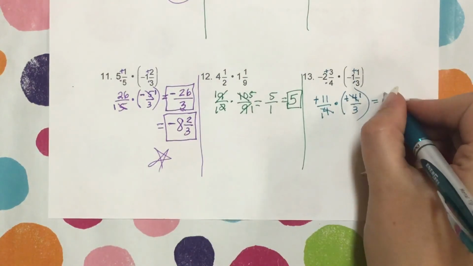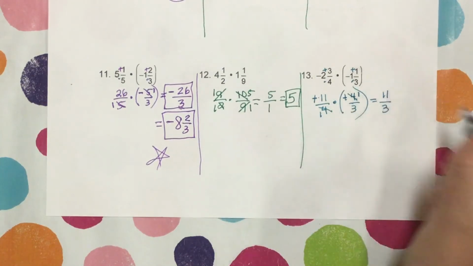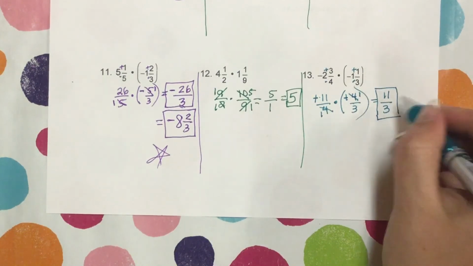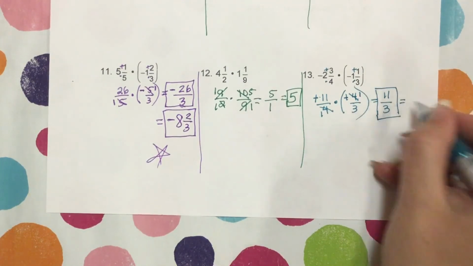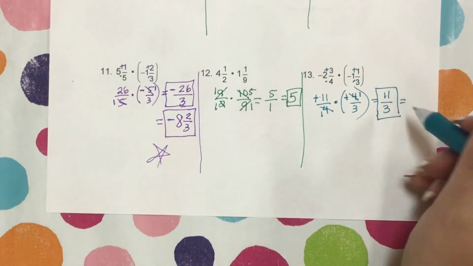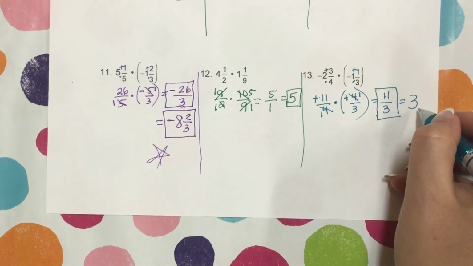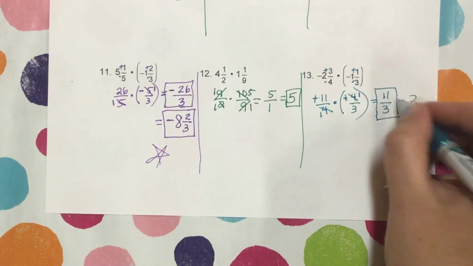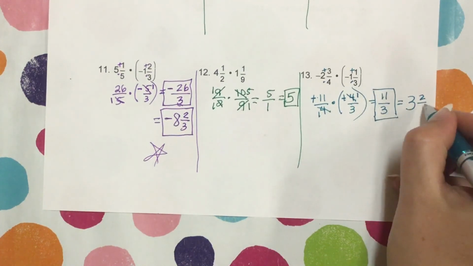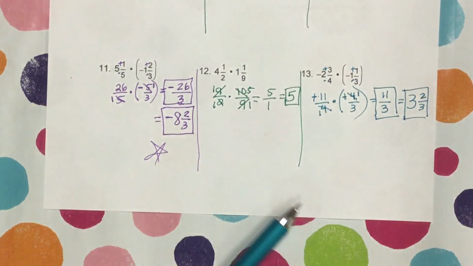11 times 1 is 11, and 1 times 3 is 3. So there's our answer, and it's in simplest form: 11 over 3. That is an improper fraction, so we can write it as a mixed number. How many times does 3 go into 11? 3 goes into 11 three times. 3 times 3 is 9, and then there would be 2 left over. So it would be 2, and then you bring the 3 over, 2/3. 3 and 2/3 would be the answer as a mixed number.